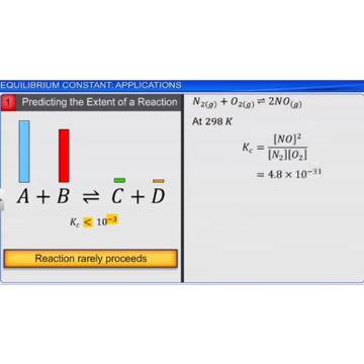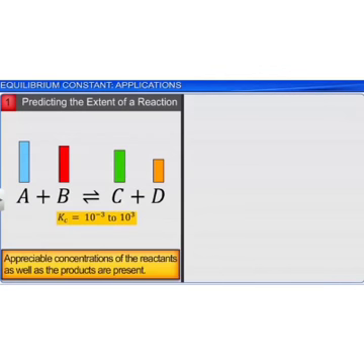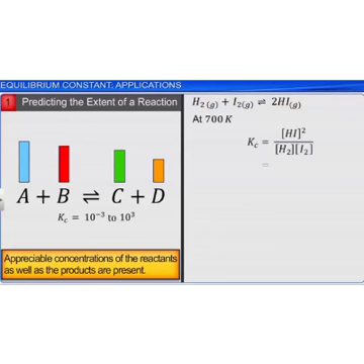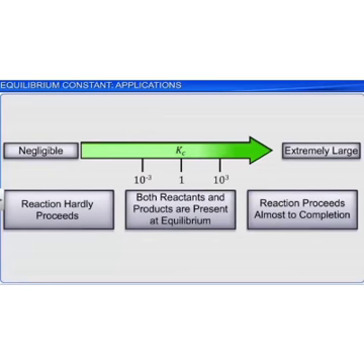If the numerical value of equilibrium constant lies between 10^-3 and 10^3, it means that appreciable concentrations of the reactants as well as the products are present. For example, the equilibrium constant for the gaseous reaction of hydrogen and iodine combining to form hydrogen iodide at 700 Kelvin has a value of 57. The dependence of the extent of a reaction on its equilibrium constant can be illustrated as shown here.